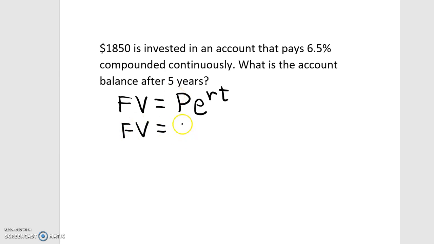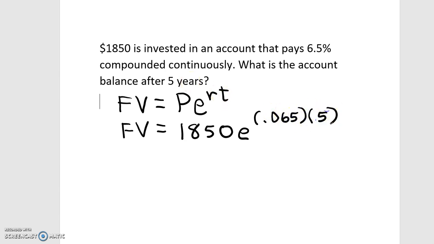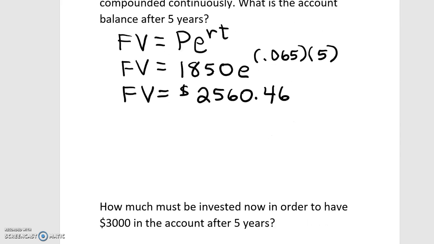Our P, or principal, is the initial investment, or the $1,850. E is our constant variable, so it remains E. R is the percentage as a decimal, so 0.065, and T is the time in years, so in this case 5. So now that we have all of our values plugged in, we can put this into our calculator, and we get a future value of $2,560.46.